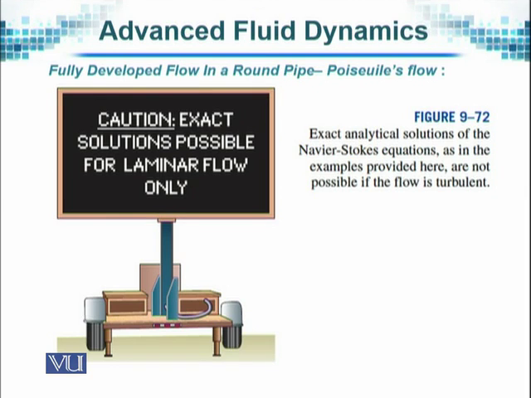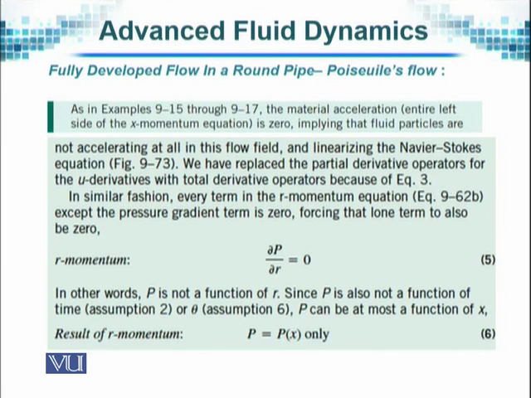This is an alert being shown here: remember that this problem is being considered for laminar flow. No turbulence is there. These are important assumptions because they have an impact on the solution. So now we have to integrate these equations. From our momentum equation, the non-zero term that we will get is that the partial derivative of P by partial derivative of r will be 0.